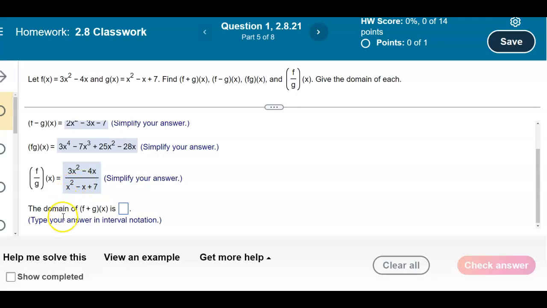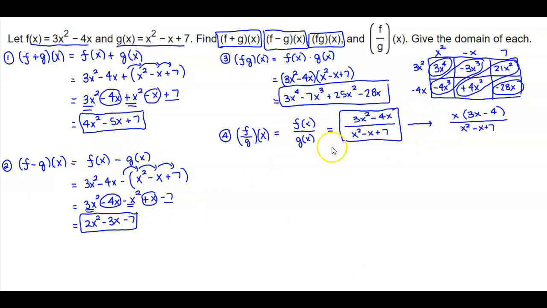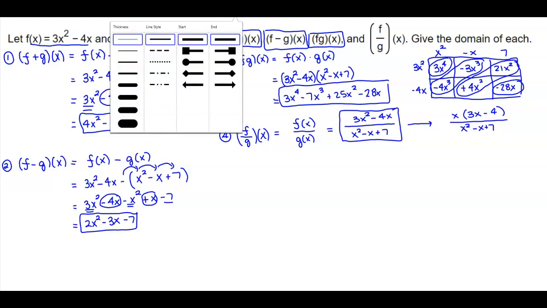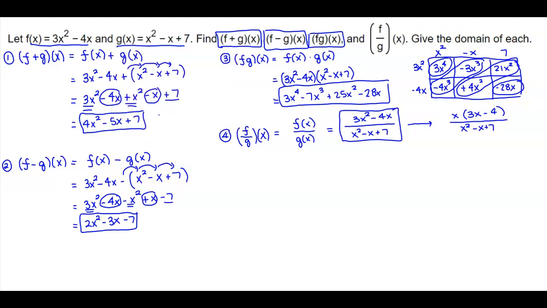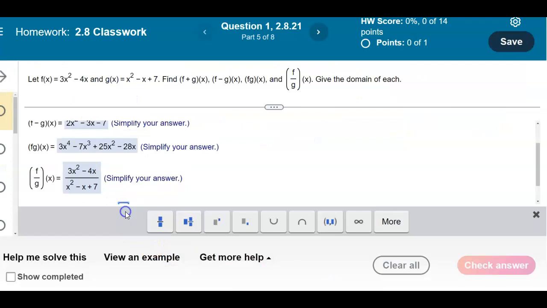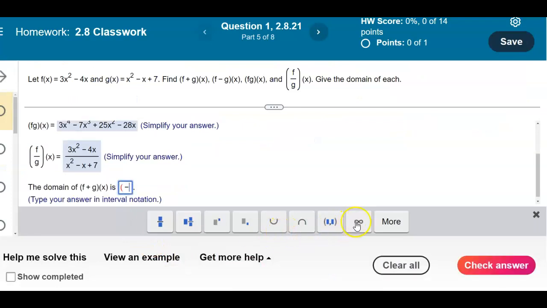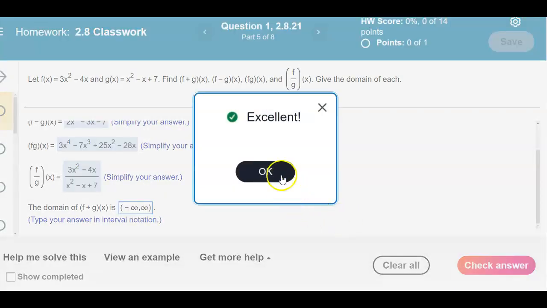Okay. Now we want to find the domain of f plus g of x. So we need to look at each one of these functions. So if we take a look at this function, we want to know what is the domain. Remember that the domain is all the values of x that you can substitute into this expression or equation. So the domain means you can put anything in for x. So that's going to go from negative infinity to positive infinity. So let's go ahead and do that. So we're going to put in parentheses, negative infinity, comma, positive infinity. Check our answer, and there is our result.